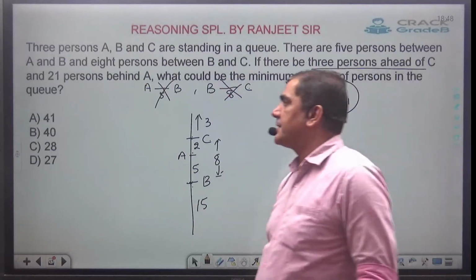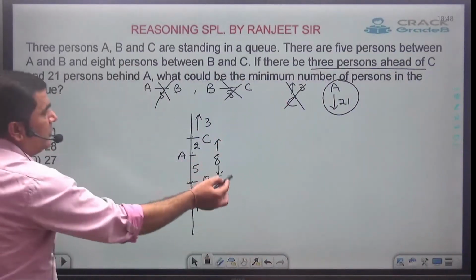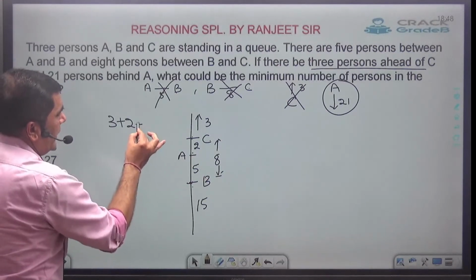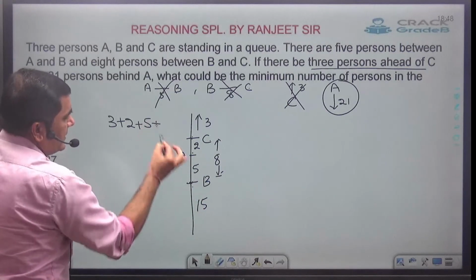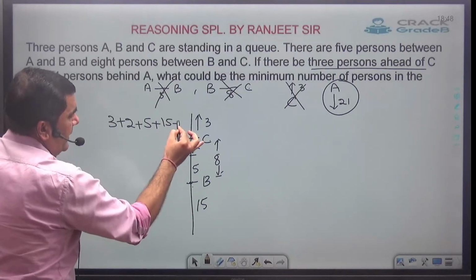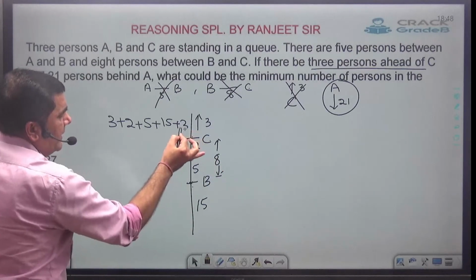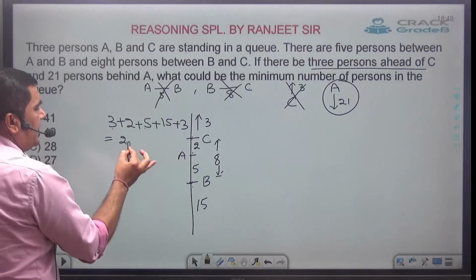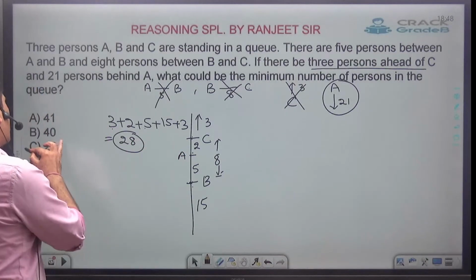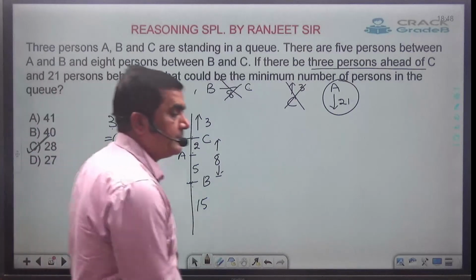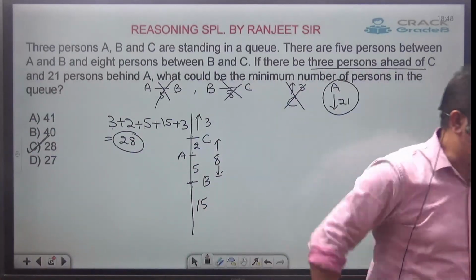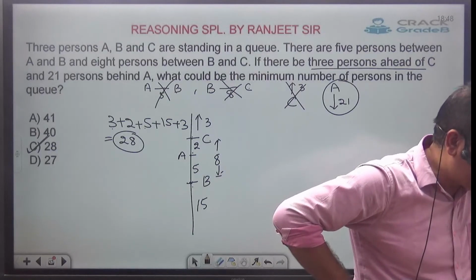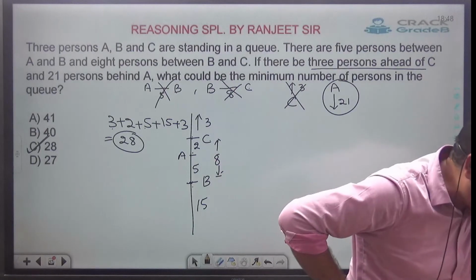Now what are they asking for the minimum? So 3 is at the top. In between this is 2. In between this is 5. And this is 15. And 3 must be A, B and C. So 15 plus 5, 20, 25 and 3 is 28. So minimum comes out to be 28. Understood everyone? Anyone, any problem?